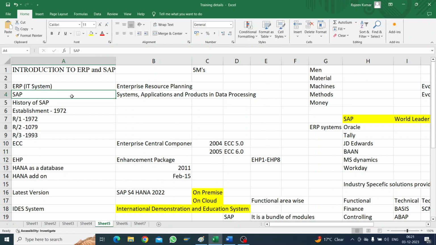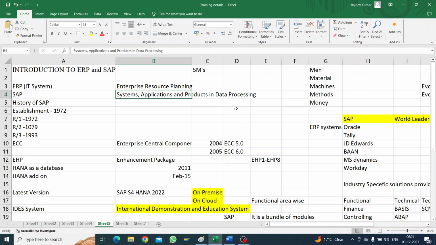Okay, let's understand the meaning of SAP. If somebody asks you what SAP is, what SAP does: SAP stands for systems, applications and products in data processing. That is the full form, the abbreviation of SAP. So just remember that part.